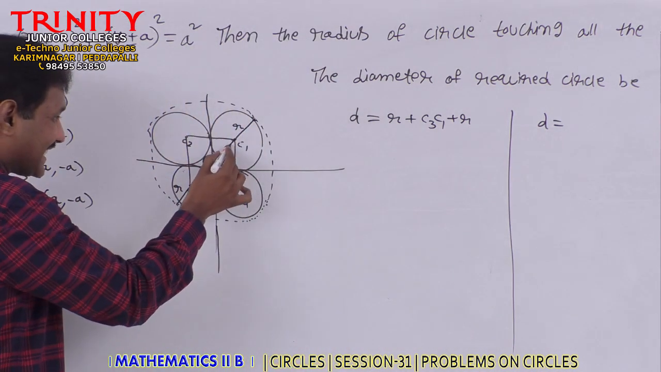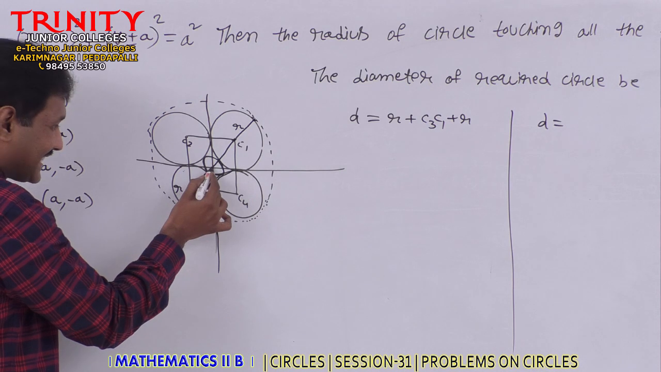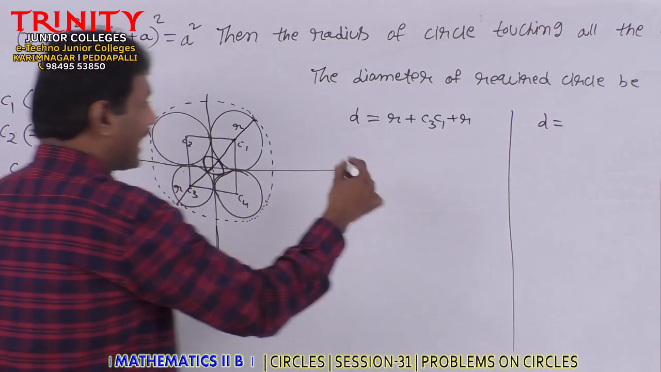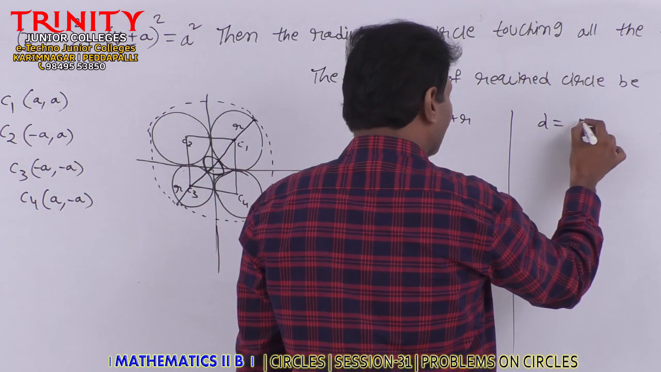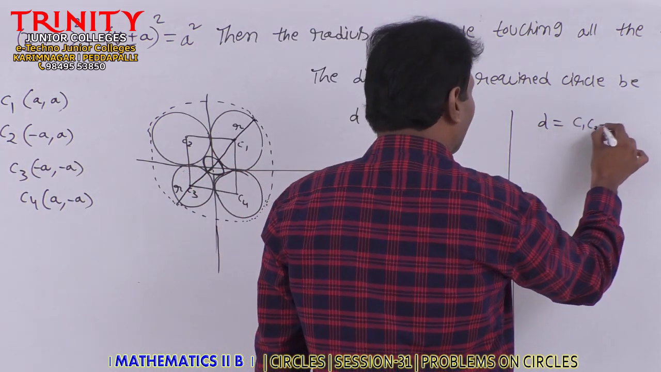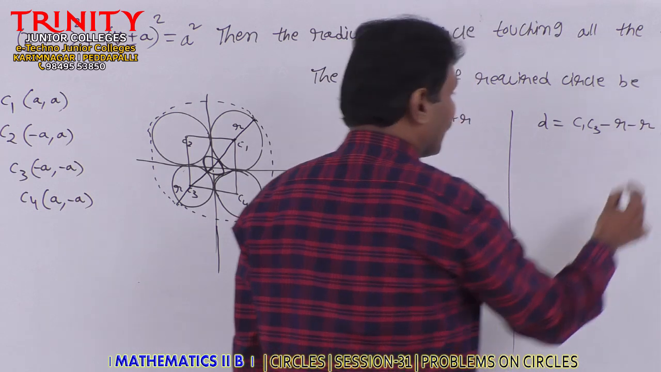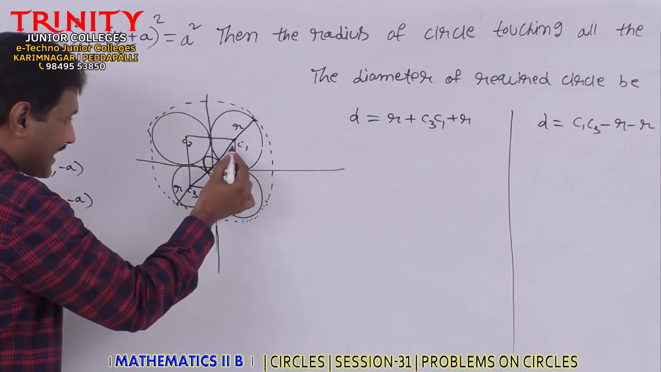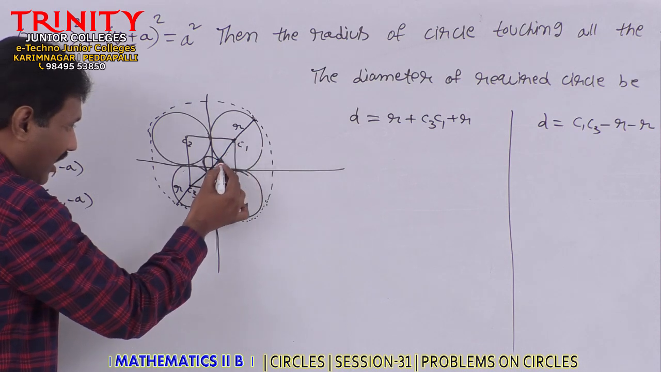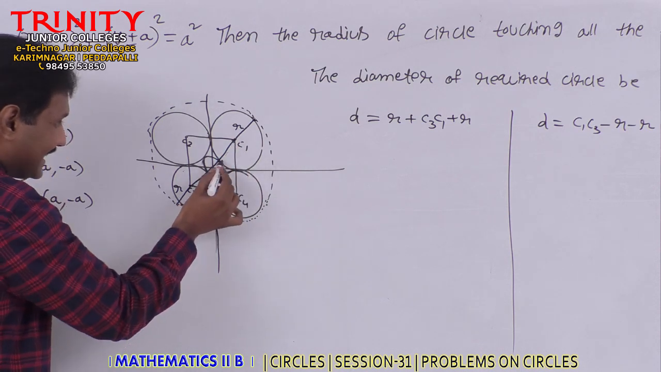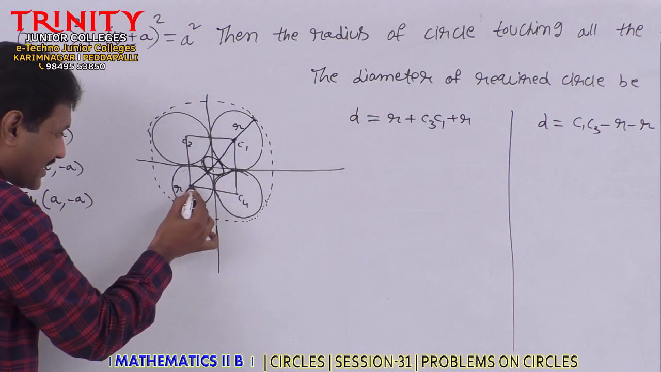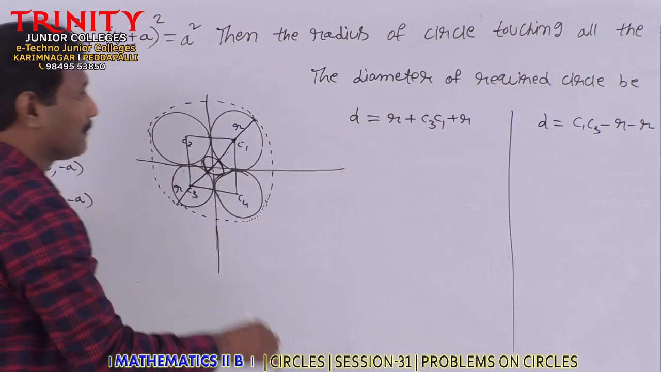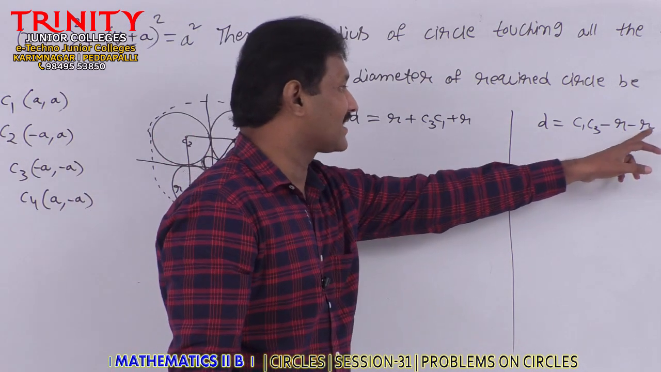Here it is C1C3. This is R. This is R. Therefore, another circle is C1C3 minus R minus R. Actually, this is the inner circle, this is R, this is R. This is the inner circle. C1C3 minus R minus R. This is the small circle. C1C3 minus R minus R.